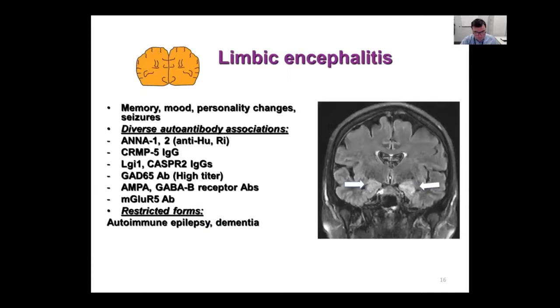So then, what other types of disorders do we detect autoantibodies in, apart from the NMO phenotypes? Well, a common one that we come across is this limbic encephalitis, or more restricted forms of that disorder, like I mentioned earlier. You can see that there's quite a wide range of autoantibodies that are detected in these patients. And you can see a list of these here.